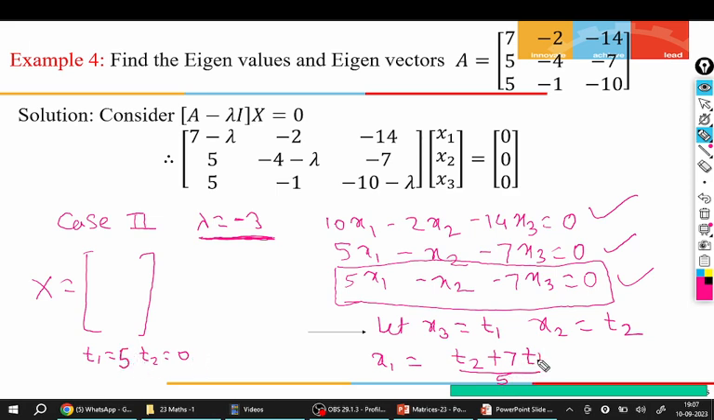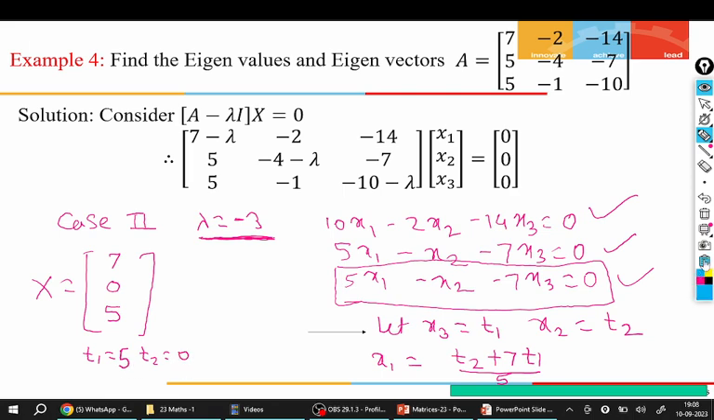What happens? This 5 gets cancelled, so x1 becomes 7, because t1 is 5 and t2 is 0. So t2 is 0 means x2 is 0. And what about x3? It is t1, which is 5. So this is one eigenvector, the one we got for 5 and 0.